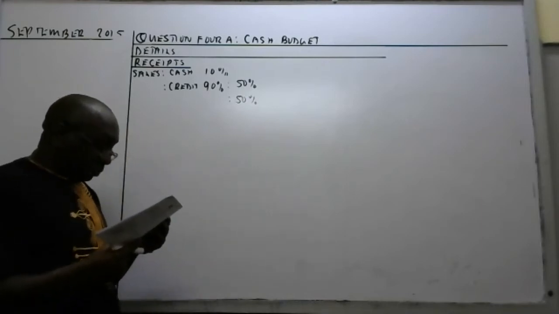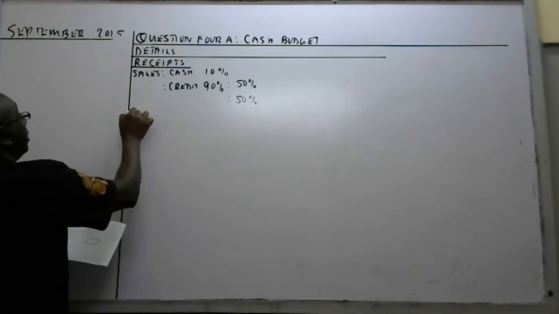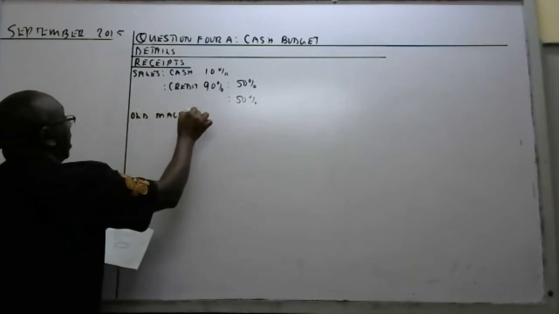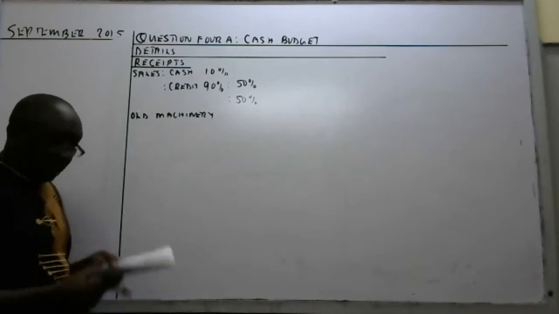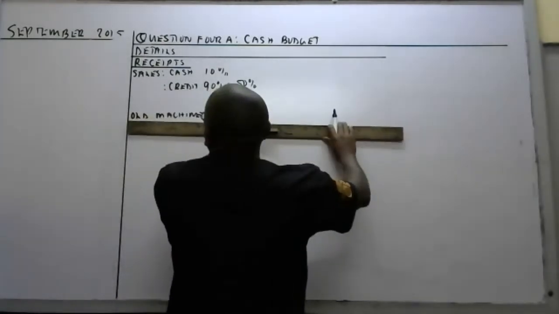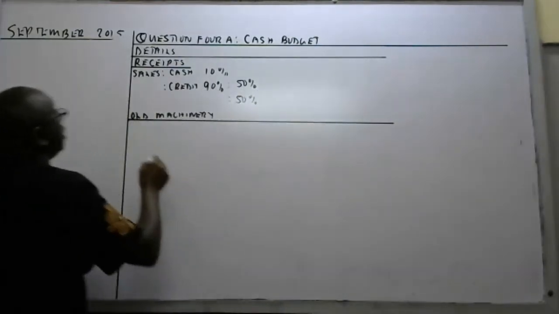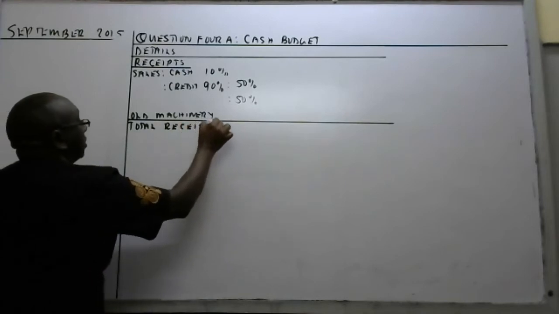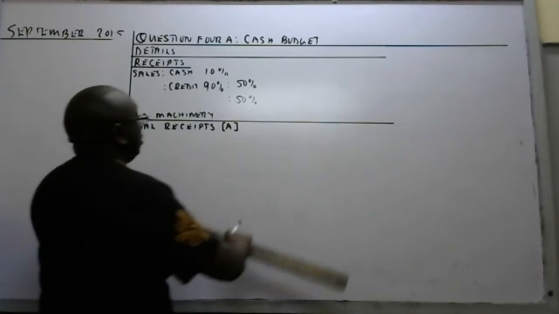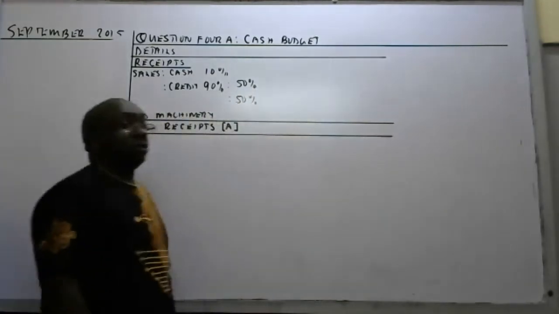The next one that is bringing money in after the sales is the old machinery. Old machinery will be sold. That's all that is bringing money in. So here we have what is called total receipts, which we designate as A.